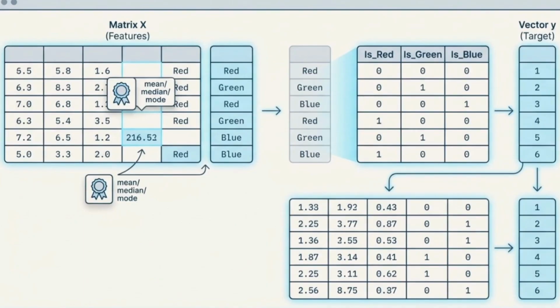This table shows the first step of preprocessing, splitting your data. Features, the matrix capital X, are your input variables. Targets, the lowercase vector y, represent the exact values you want to predict.